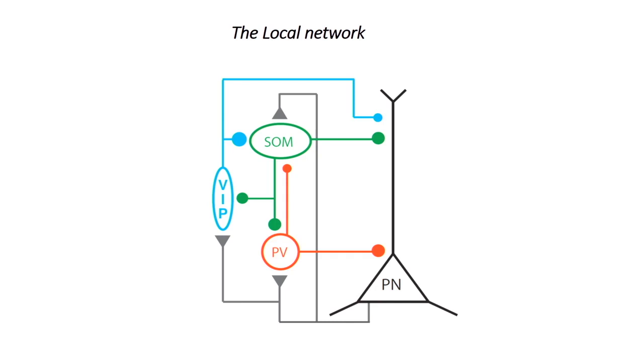And here I'm representing 3 of the canonical types, just to give you an idea of how diverse they can be. They express different markers, parvalbumin, somatostatin, and VIP, and they target different regions, the soma and the dendrite, as well as different cell types, here with VIP targeting mainly other inhibitory neurons.